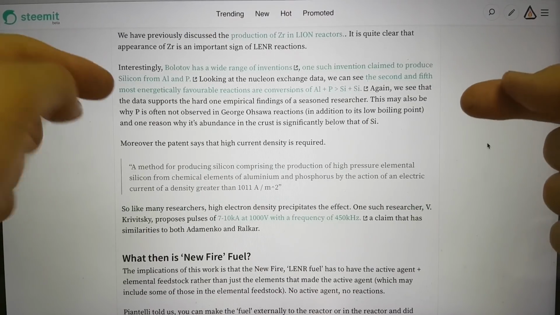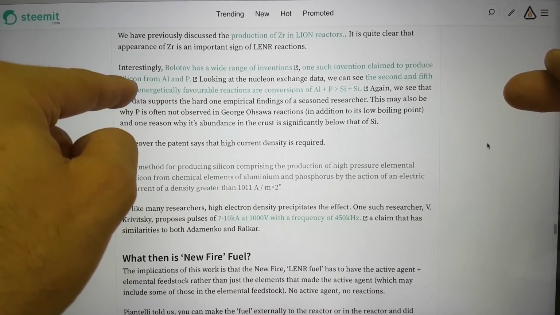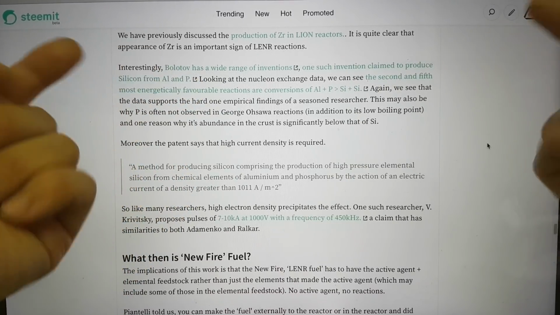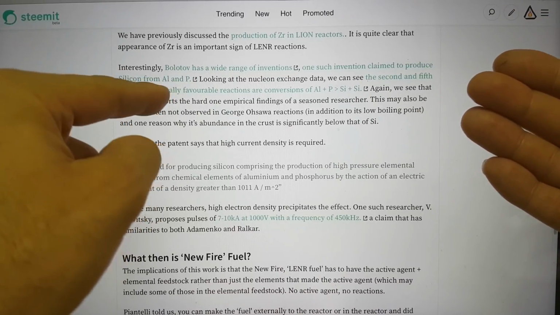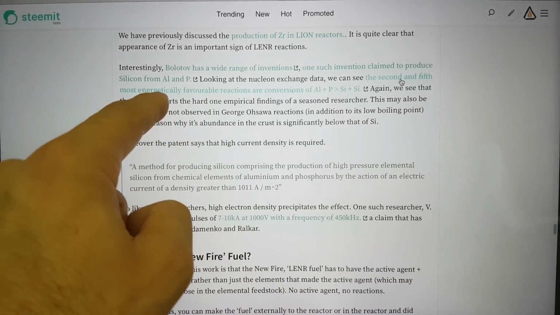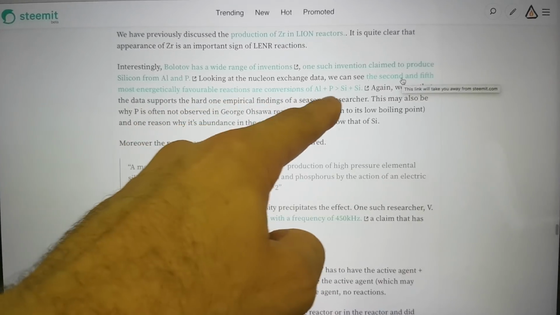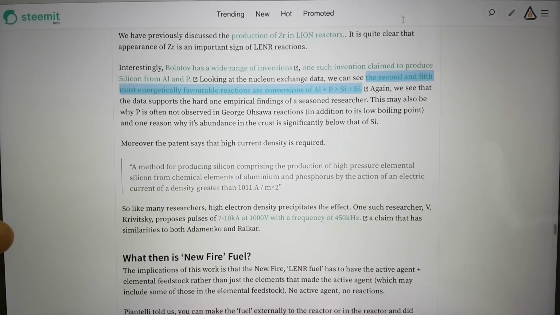As I said above, there are reactions between aluminium and phosphorus that produce silicon, and Bolotov actually had another patent to claim production of silicon using aluminium and phosphorus. We can see that the second and fifth most energetically favourable reactions are conversions of aluminium and phosphorus to silicon and silicon. Let's open that up in a new tab.